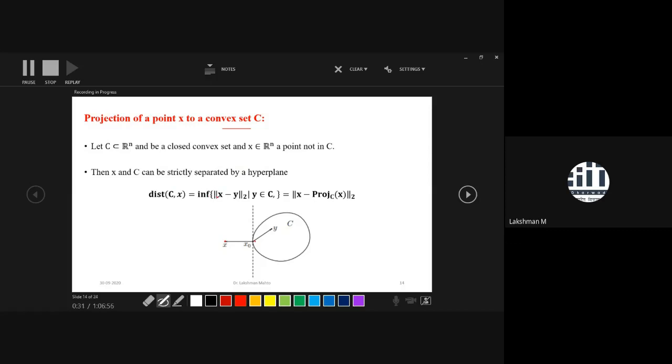That means the infimum of the norm of X minus Y, where Y is coming from the convex set C. Here, this objective function is convex, and this constraint set C is also convex. So it is a convex optimization problem, and since we have taken the 2-norm, we can also apply the gradient descent technique in order to find this point X naught algorithmically. So this point X naught we call the projection of X on C.